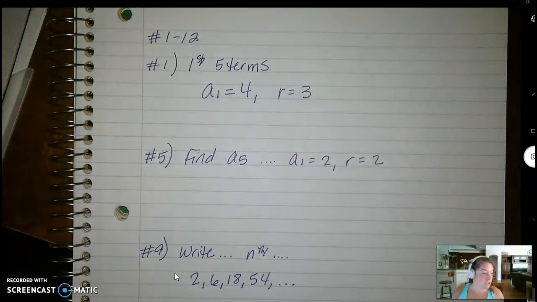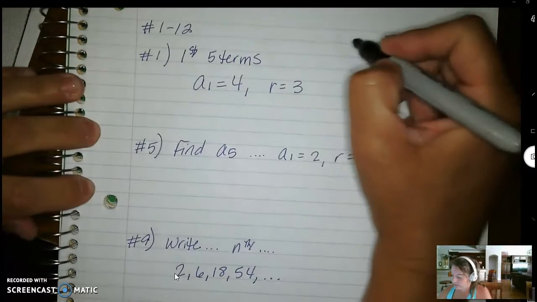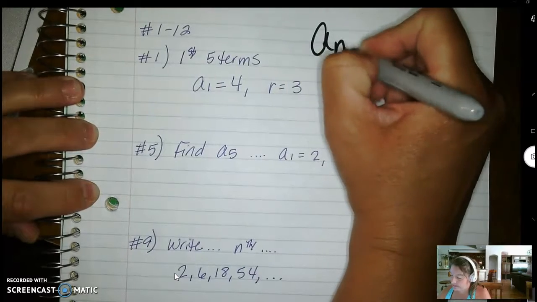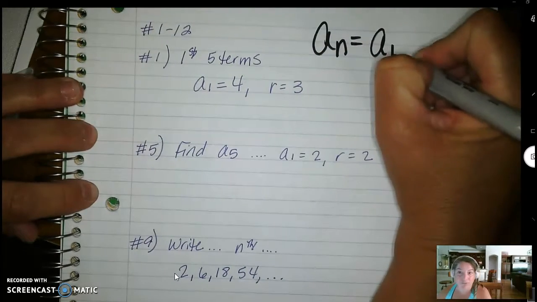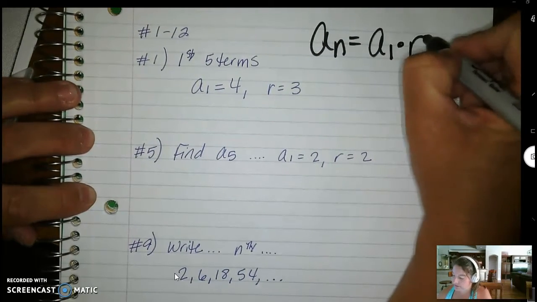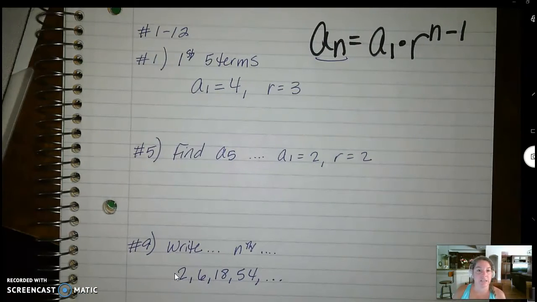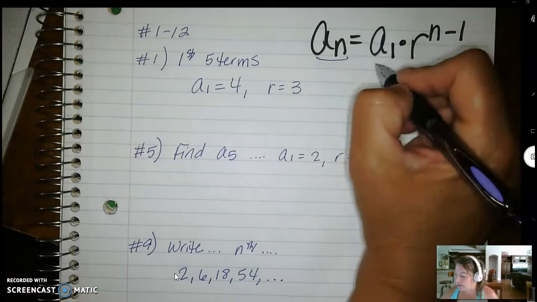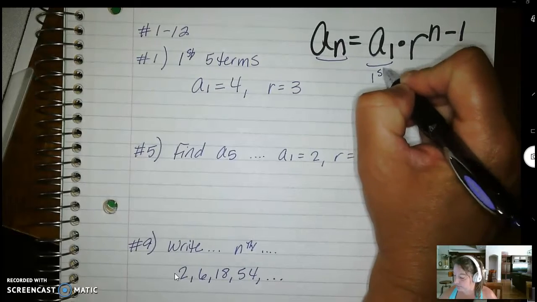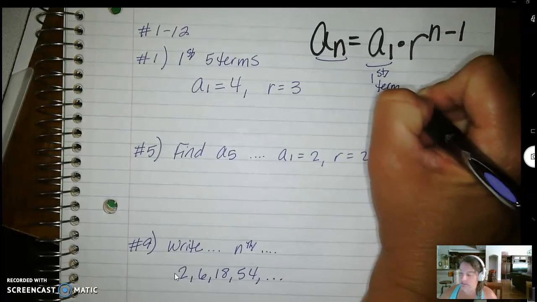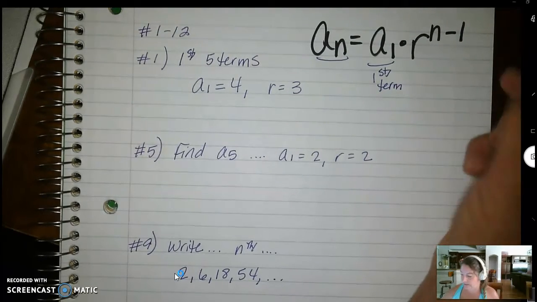So the first thing you need to know is the formula for geometric sequences or series. That formula is a sub n equals a1 times r to the n minus 1, okay? First thing, a sub n is whatever term. If you're talking the fifth term, second term, third term, 17th term, whatever. A sub 1 means the first term, so this is the first number that you see.